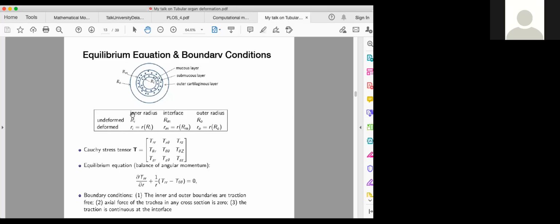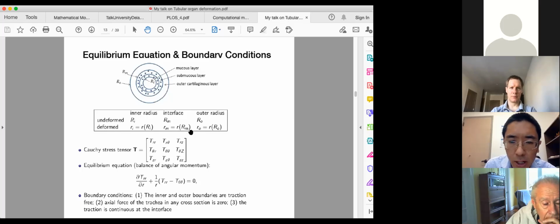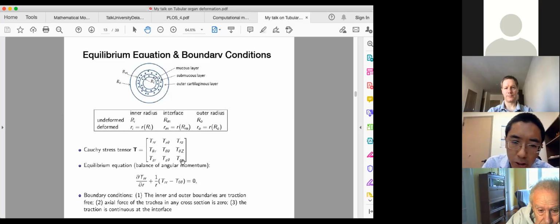For the undeformed configuration, we have the interface radii, capital R_i, capital R_m, capital R_o. And after deformation, we have lowercase r_i, lowercase r_m, lowercase r_o. Then the cohesive stress tensor has components T_RR, T_theta theta, T_ZZ. Because we have axisymmetric deformation, we only have a diagonal matrix for T. The other parts are 0. Then the equilibrium equation is the balance of angular momentum. It's this one.